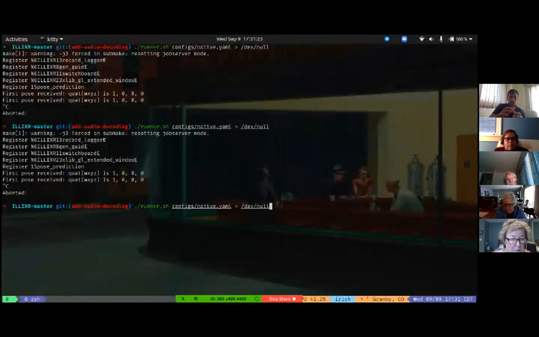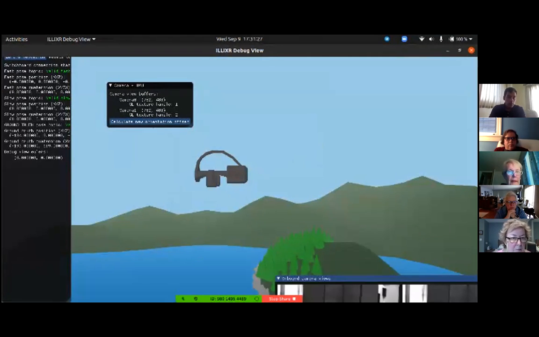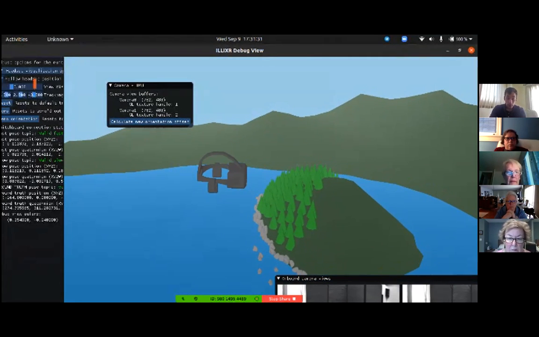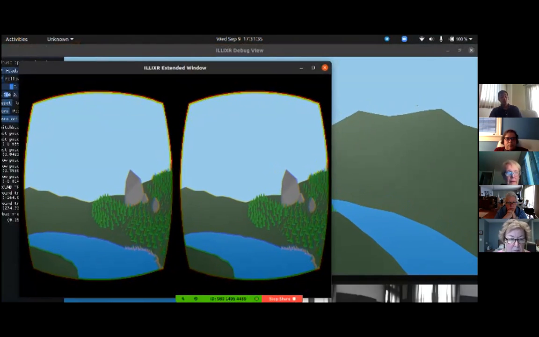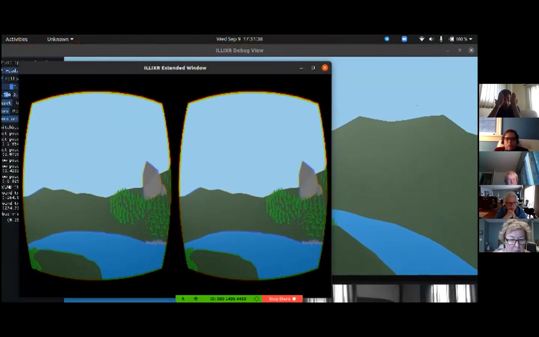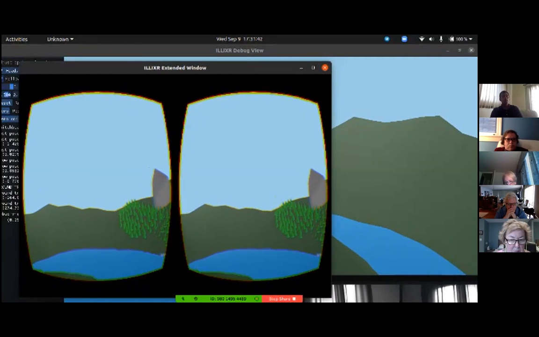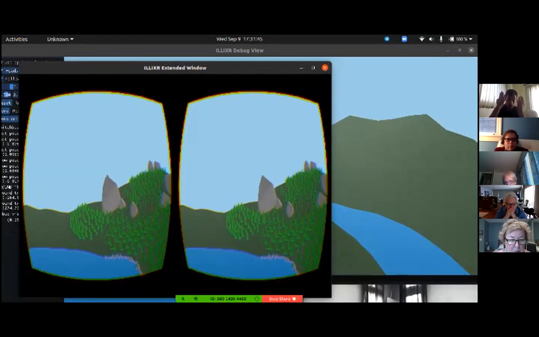If this works, we shall hope. Yes. So this is what a user would see on their headset. There are two eyes because the headset is split up into two screens, one for the left and one for the right eye. And they're just seeing this virtual world with an island with trees and rocks.